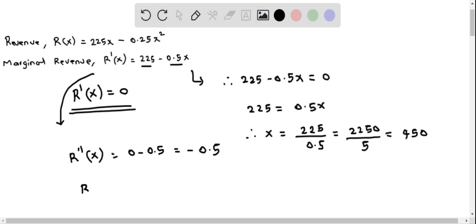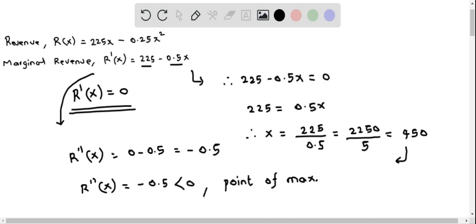So according to the second derivative test, when the second derivative is negative, this one is always negative. Whether we plug in this x equal to 450, basically this x is the critical point of the revenue function. So whether we plug in or not, since it is independent of x, it's always going to be negative. So according to the second derivative test, this is a point of maximum when the second derivative is negative. It's a point of maximum. So therefore, at this production level, that is at x equal to 450, the revenue is maximum.